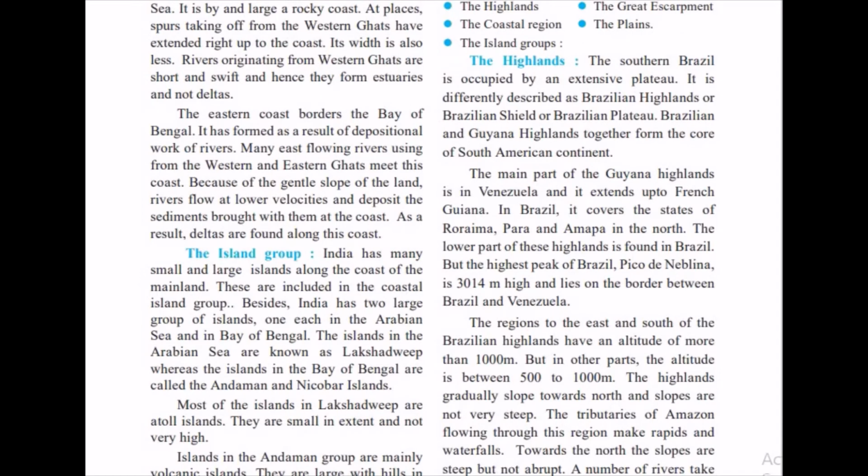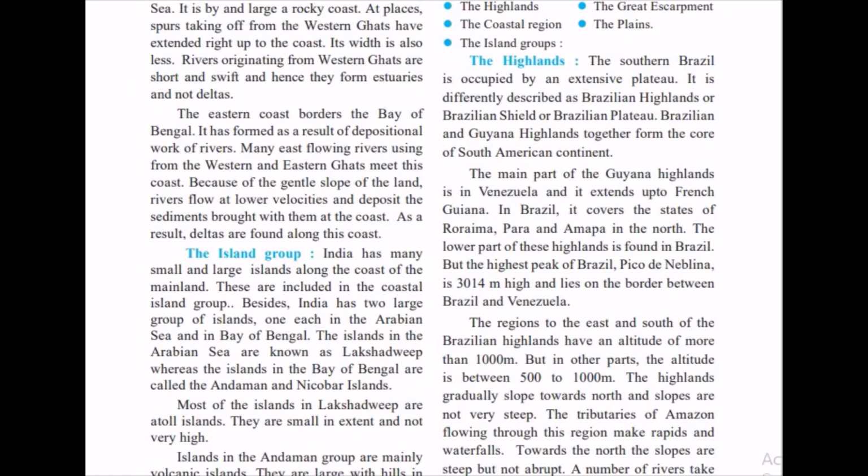The eastern coast borders the Bay of Bengal. It is formed as a result of deposition by the rivers. Many east flowing rivers rising in the Western and Eastern Ghats meet this coast. Because of the gentle slope of the land, rivers flow at lower velocities and they deposit the sediments brought with them at the coast. As a result, deltas are formed along this coast. And please note, my dear students, the delta region is always fertile.